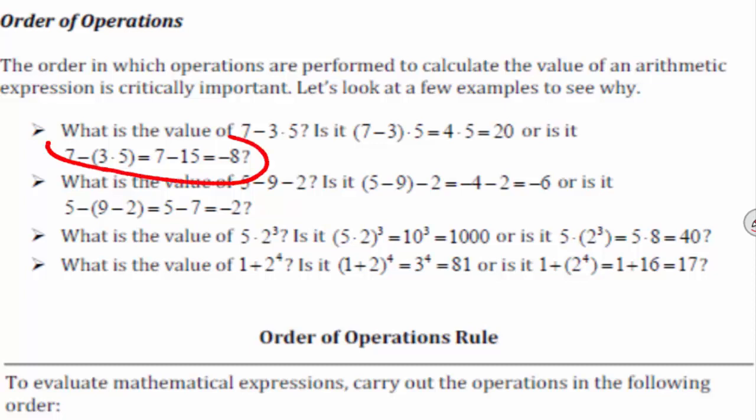Alright, for that first example, the second one is correct. How about the second one? The first one is correct. Very good. Let's read the third one: 5 times 2 to the 3rd. Which one is correct? Hopefully you said the second one. The cube isn't getting distributed. How about the last one? What should we do first? We should definitely do 2 to the 4th, right? So the second one would be the correct one.